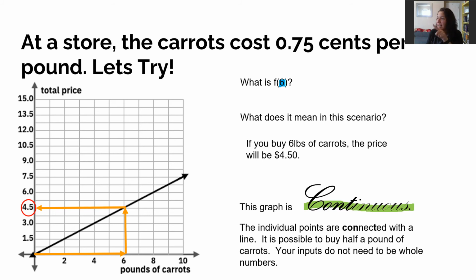C-O-N-T. And I also bolded them over here in the word connected. Continuous means connected. Now, in comparison to our last graph where I had a little bit of information right here, right here, right here, right here, this time I don't have little dots, bits of information. This time, all the information is connected and it's streamlined. So that means I could cut it in half.